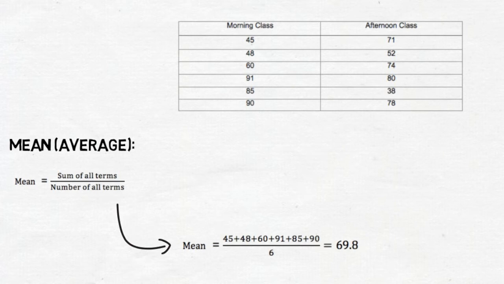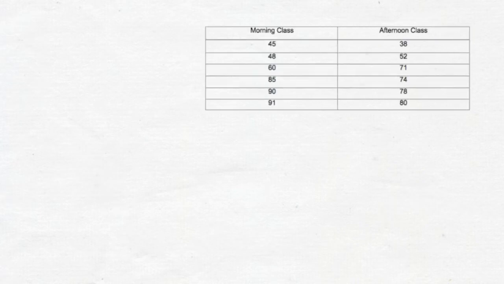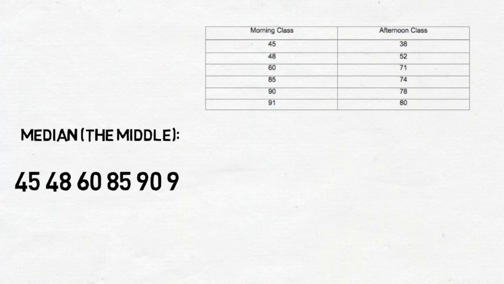For the morning class, she calculates an average of 69.8%. For the afternoon class, she calculates an average of 65.5%. Do you think these values accurately represent how well the class did? Calculating the average is important, but sometimes we need to do more to further understand what the data is telling us. The median is the middle value in a set of values.